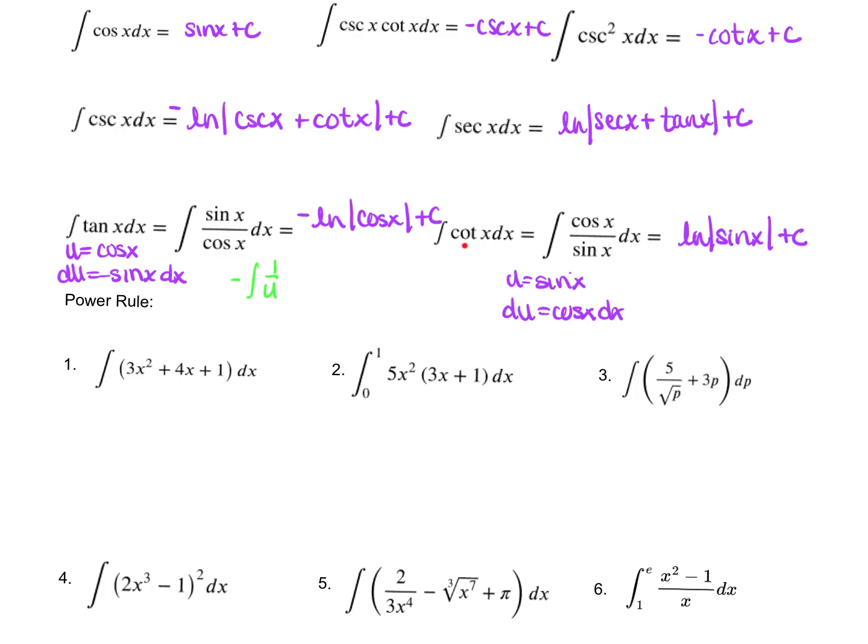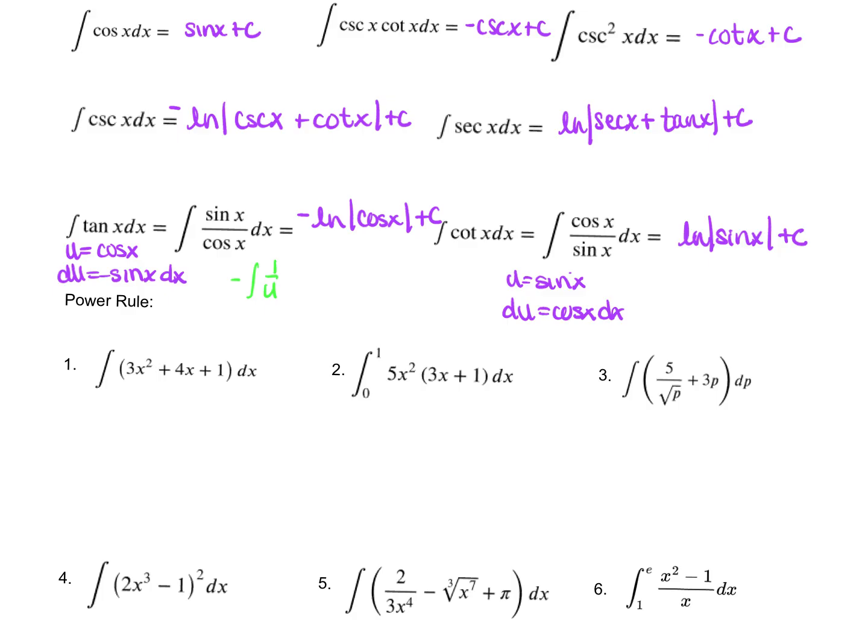And the same thing with the other one. If you're integrating cotangent, you're going to think of that as cosine over sine. And you're going to let that u be your sine. And then, of course, the cosine would cancel. So those are all the integrals that you were supposed to have memorized. There was a couple more, but those are your basics.